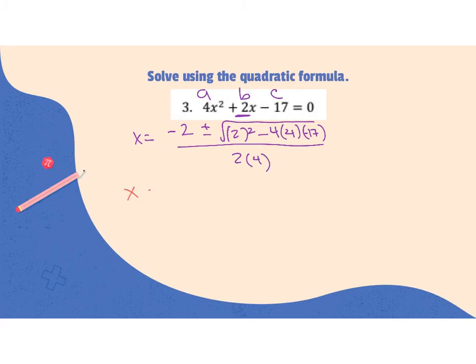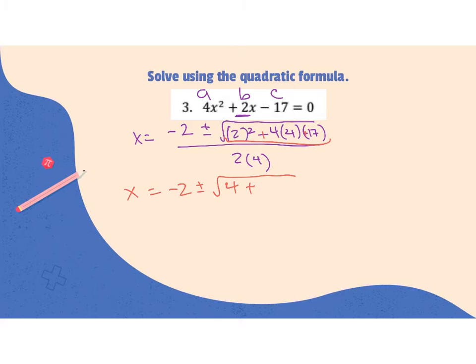All right, I have to start under the radical. Can't do anything with the negative 2. Can't do anything with the plus or minus yet. I'm going to start under the radical. 2 squared is 4, so that's good. Then I have negative 4 times negative 17. Once again, we have a negative times a negative, which gives me a positive.